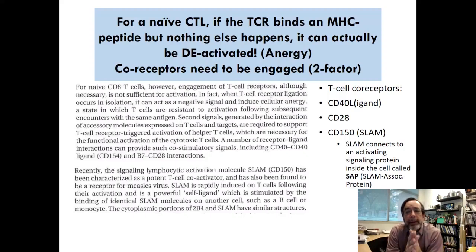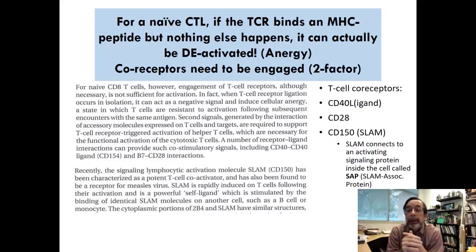So some of the T cell co-receptors are CD40 ligand. It's called CD40L. When you see L, you think ligand, and you think it's a ligand for the CD40 receptor. There's CD28 and CD150, which is also called SLAM. These specifically are not that important, but I want you to know that SLAM is actually a receptor that activates a protein inside the cell called SAP. SLAM-associated protein is what SAP stands for. And so SAP is an internal signaling protein that signals that the cell has been activated.